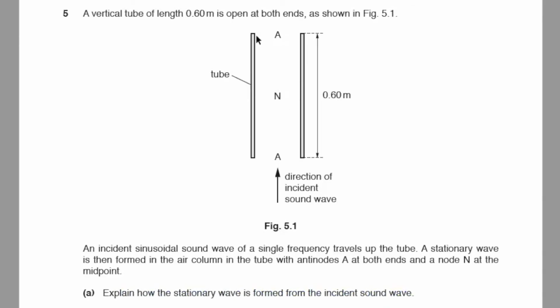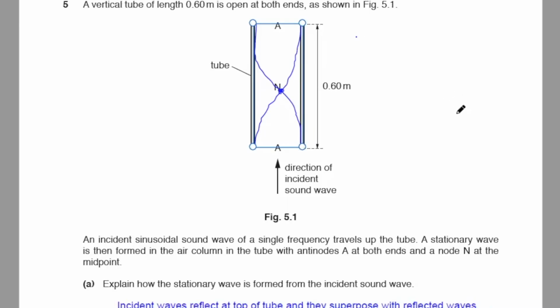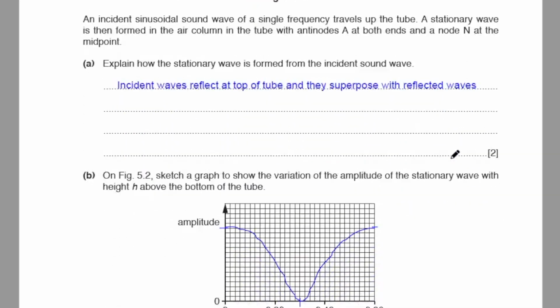I'll show you the waves. Suppose this is the incident wave, and this is my reflected ray. So wherever these waves intersect with each other, that point will be called the node, and these two openings will be called antinodes. At the node the amplitude is going to be the minimum, or I should say 0, and at the antinodes the amplitude is going to be the maximum.